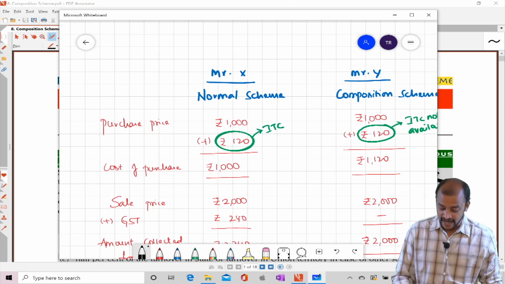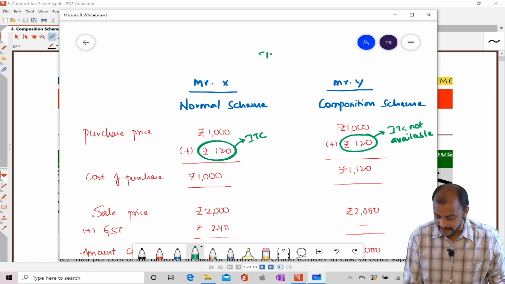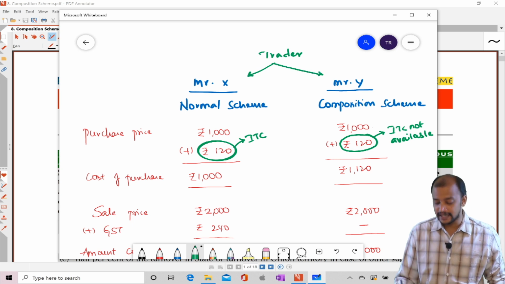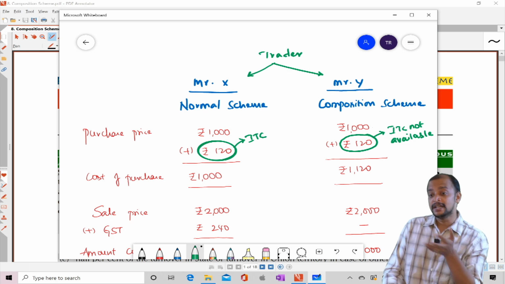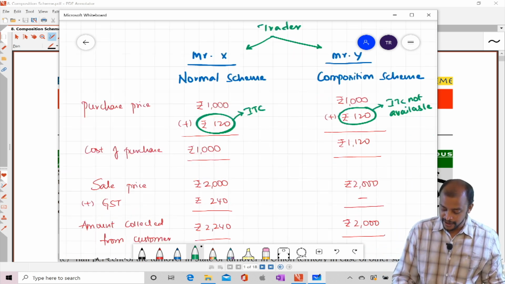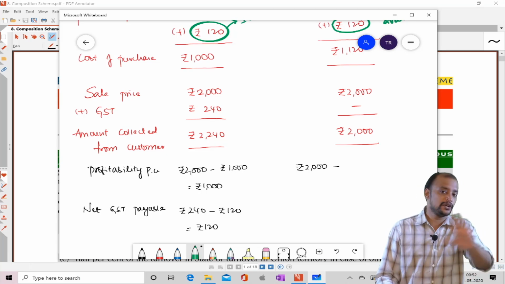So who is Mr. X and Mr. Y? Mr. X and Mr. Y is a trader. So X is not opting for composition scheme, he is under normal scheme, and Y is opting for composition scheme. So now what will be the rate? Is it 12%? No, it is not 12%.